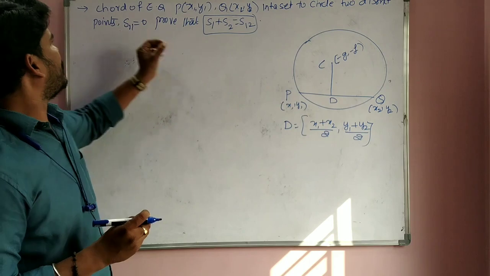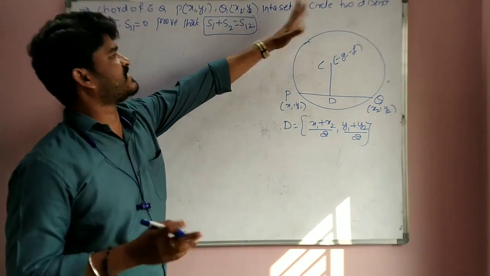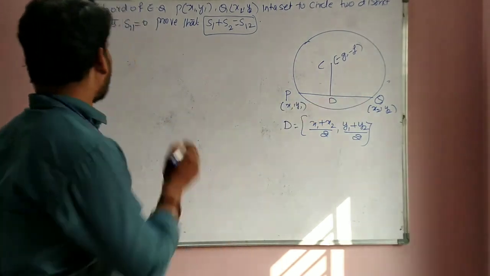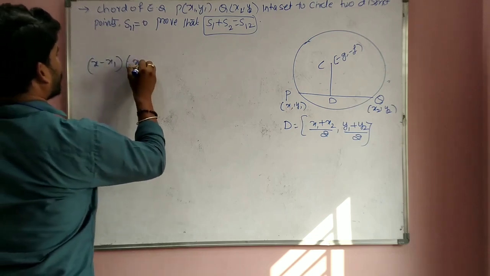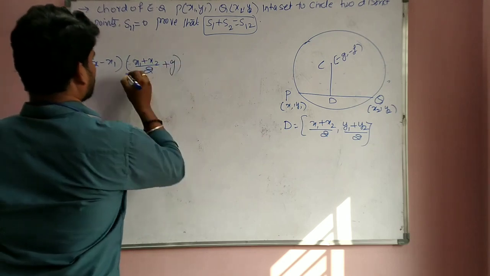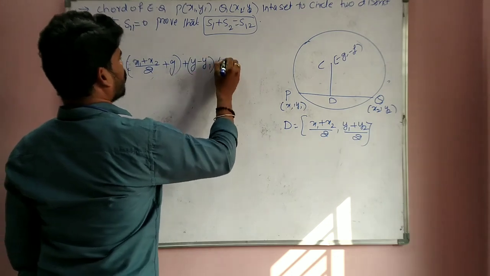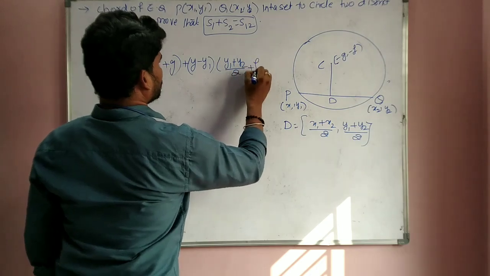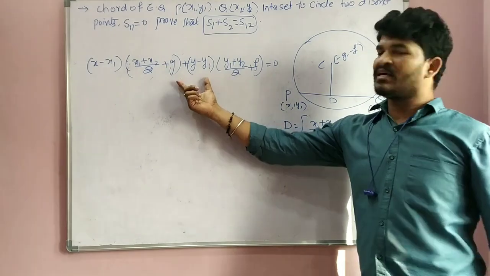Actually, the condition given here is that the secant through P (x1, y1) and Q (x2, y2) intersects the circle at two distinct points. From this diagram, (x - x1)((x1 + x2)/2 + g) + (y - y1)((y1 + y2)/2 + f) = 0. This condition, how do we get it?